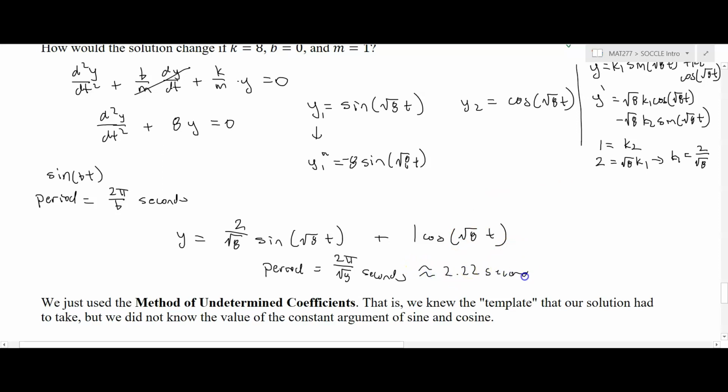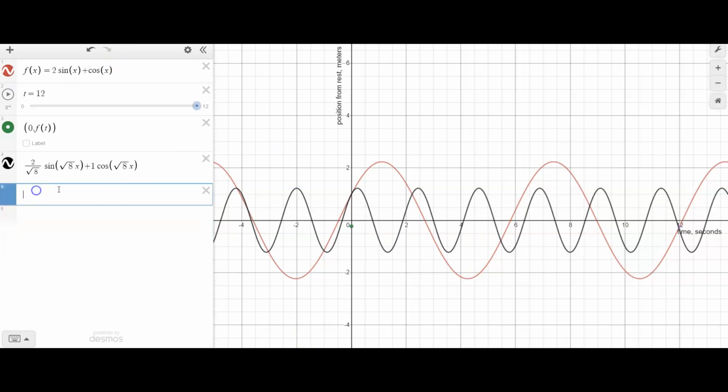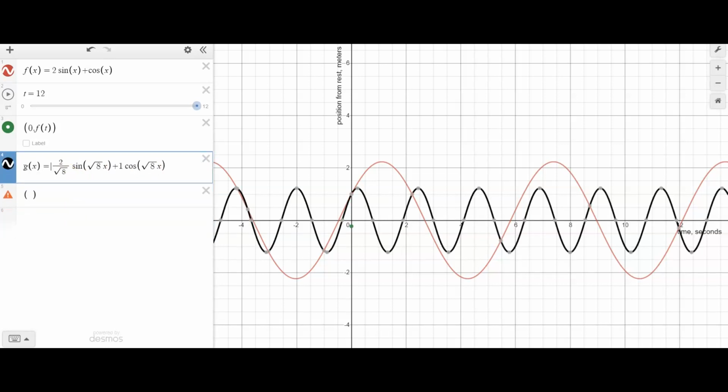2.22 seconds. Back up when we had our previous one, our period was 2 pi over 1, which took about 6.14 seconds. So if we take a look at the comparison, and let me call this second function here, I'm going to remove this one. We don't need that anymore. Just so you can see them oscillate, we'll call this function g of x equals, and we'll plot the point 0, comma g of t.